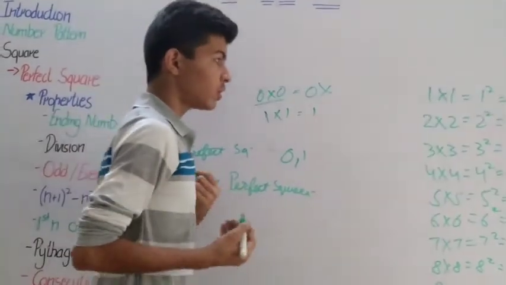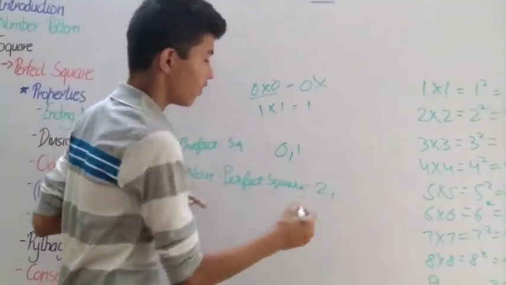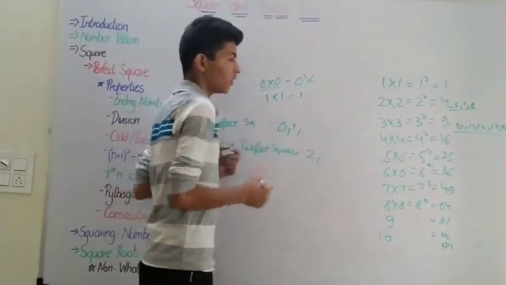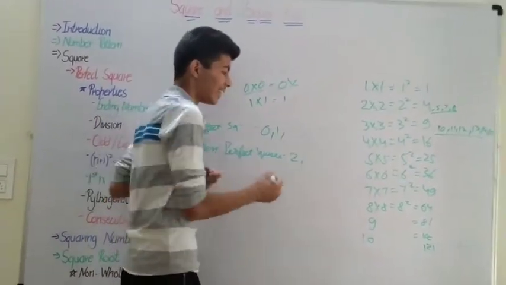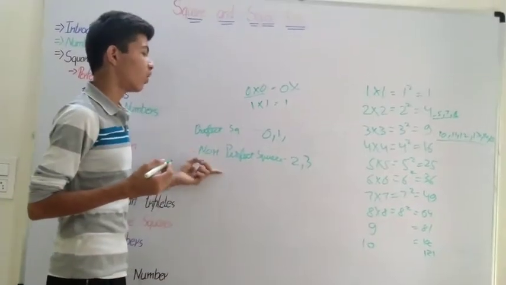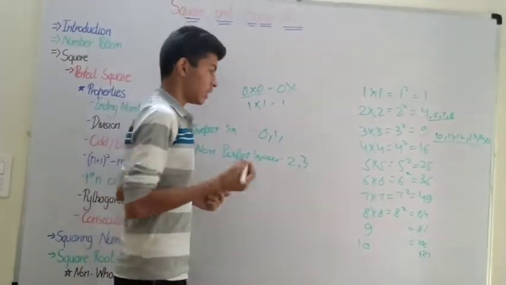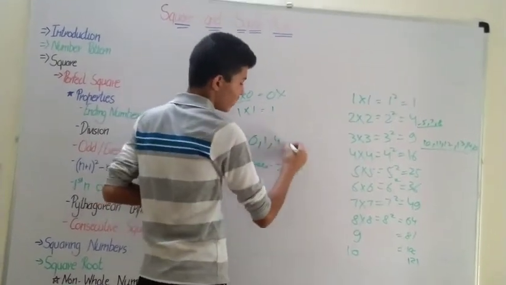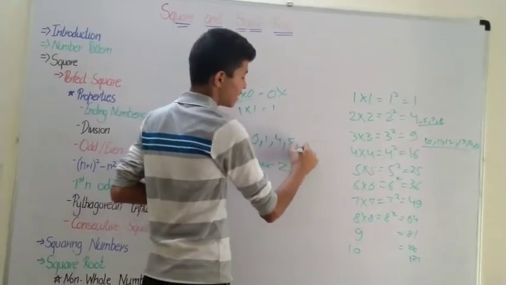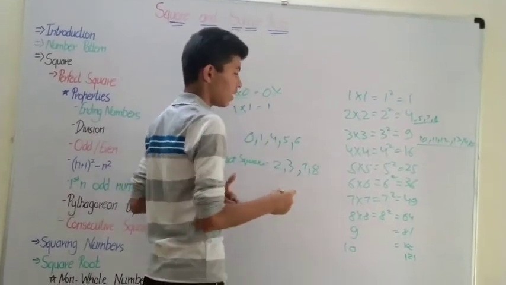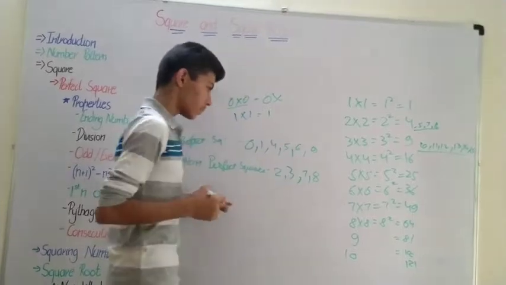So 2 is not here. If a number ends with 2, it is not a perfect square. Similarly, 3 is also not here, so 3 is also an ending digit of non-perfect square numbers. In the same way, 4 is here, and 5 is also present here, 6 also, but neither 7 nor 8 is present here, but 9 is present here.